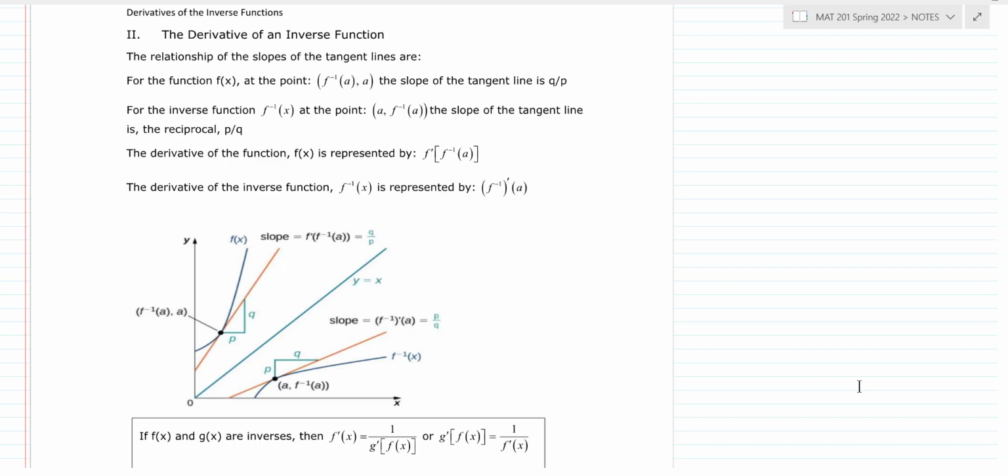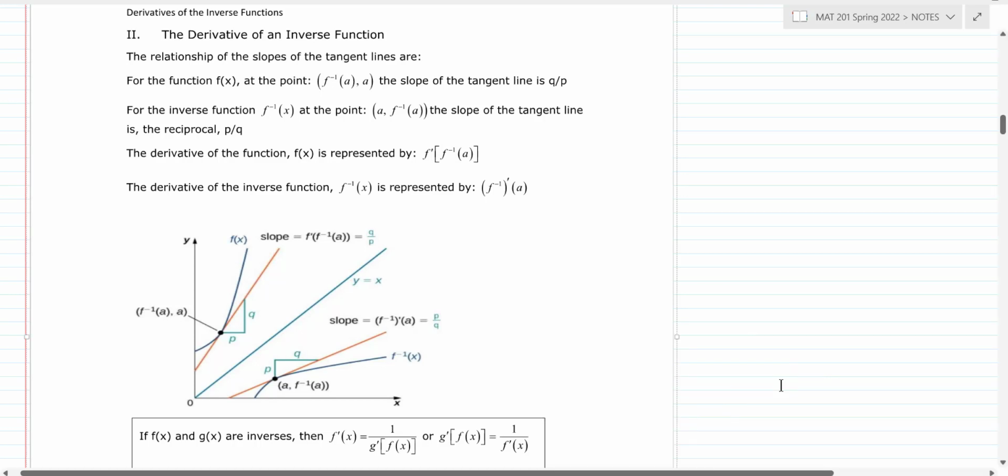Okay, so now I'm ready for the second part of the video, and this is where we get into the calculus. So the fun begins right here. All right, let me get my pen and then we'll get started on this. Okay, so what we'll be looking at now is the derivative of an inverse function. And we're going to develop that idea.